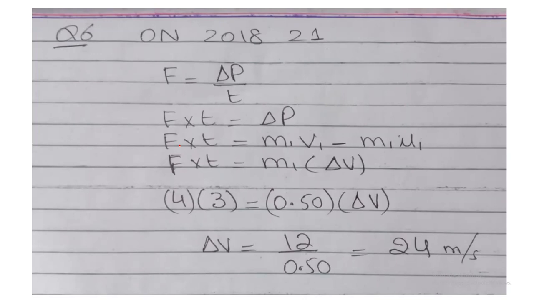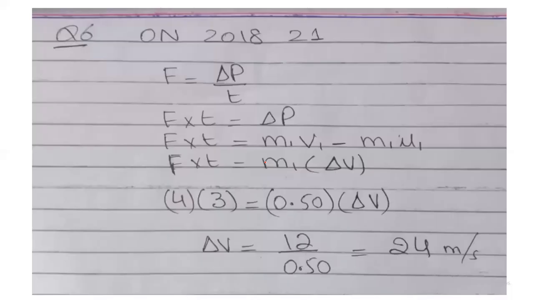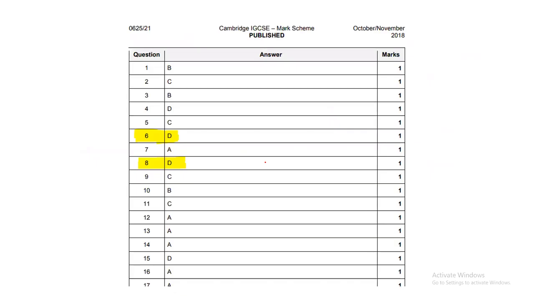So F is 4 and time is 3, and the mass is 0.50 kg, into the change in the velocity. Now the change in the velocity will be equal to 12 divided by 0.50, and that will be 24 meter per second. So, question number 6, you can see D is the right option, sir.